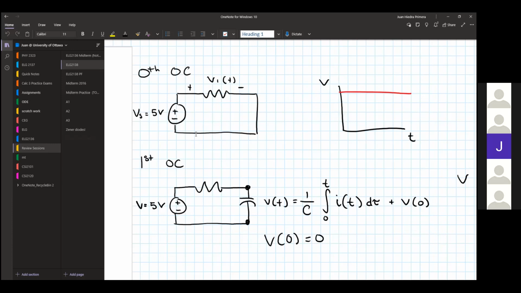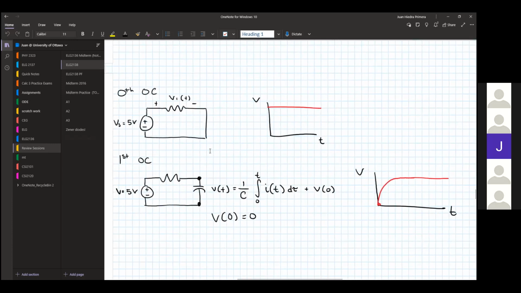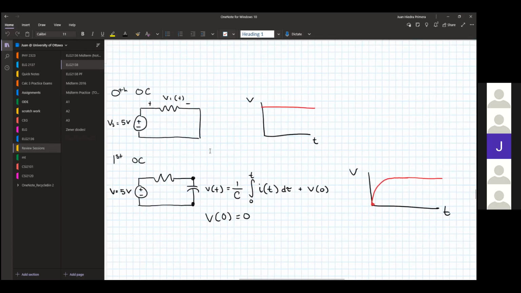As time increases, your voltage approaches a certain point. Let me zoom out a little bit so you can see it. Using a voltage curve, you don't really have to know much about how that curve happens. What you need to know is that instead of being a constant voltage, it's a changing voltage for the first order circuit.